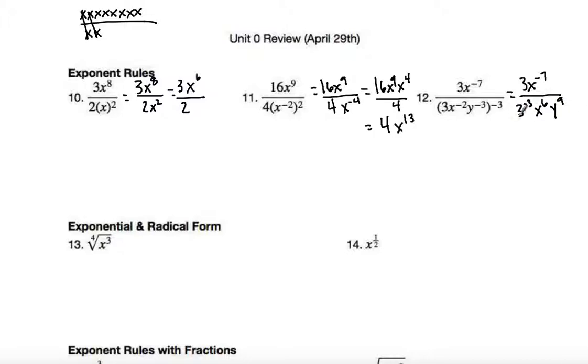Now, the only piece that has these x's on the top are going to need to come to the bottom. So I'm going to leave that 3 on the top. I'm going to move my x to the negative 7 to the bottom to make it x to the positive 7. My x to the 6 will stay, and my y to the 9th will stay, but this 3 to the negative 3 will move to the top.